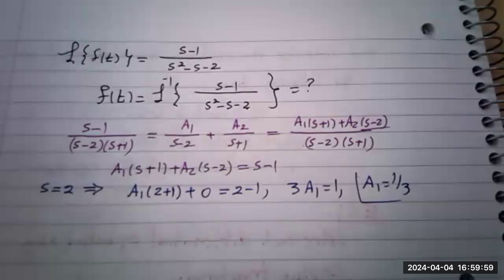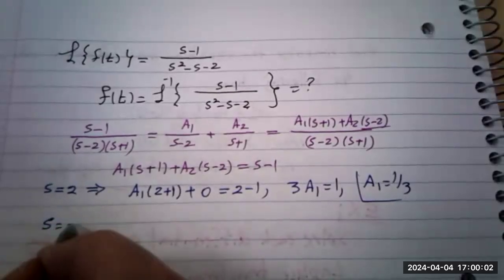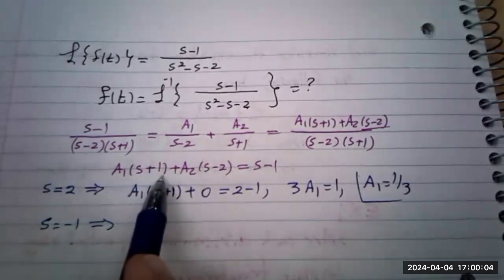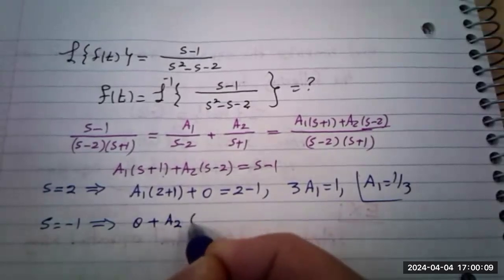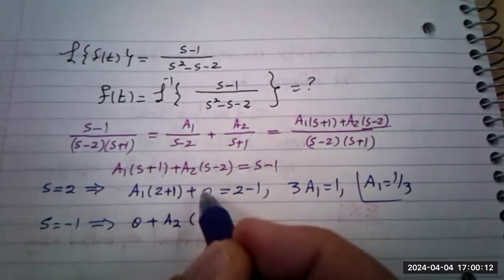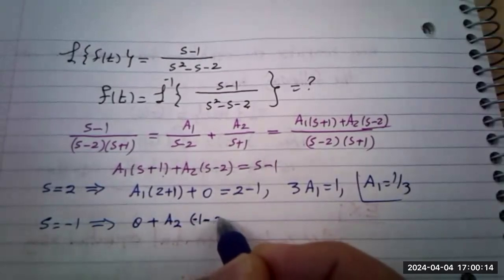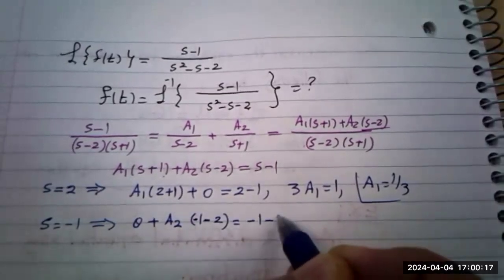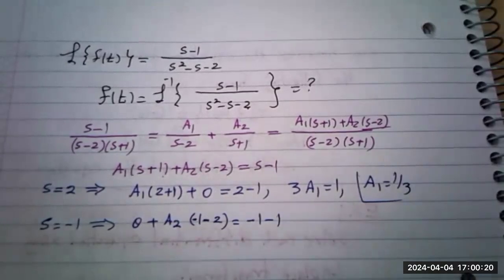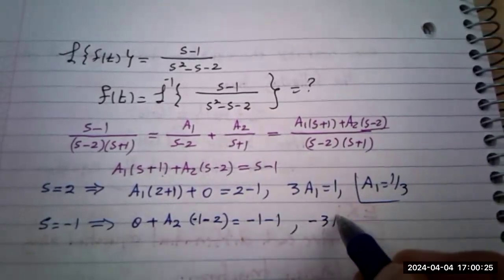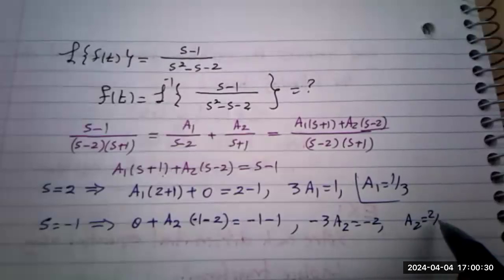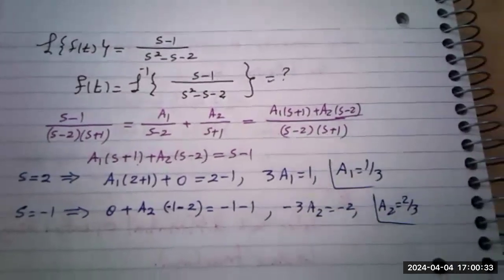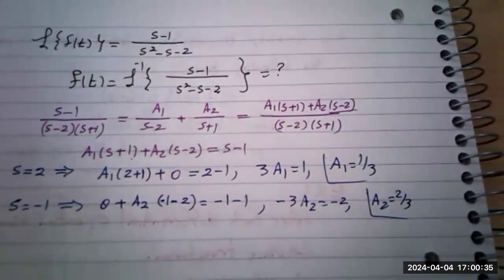So continue, the other zero is negative 1. S equal to negative 1. You substitute, this one would be 0. So that gives you 0 plus a2 times negative 1 minus 1. Okay, negative 1 minus 2 would be negative 3. So that gives you negative 3a2 equal to negative 2. So a2 would be 2/3. Okay, now we are ready to review the result.